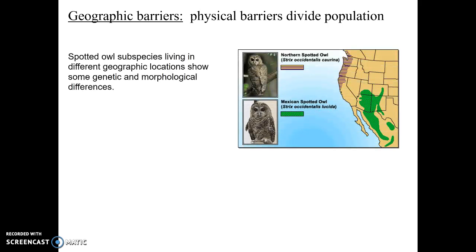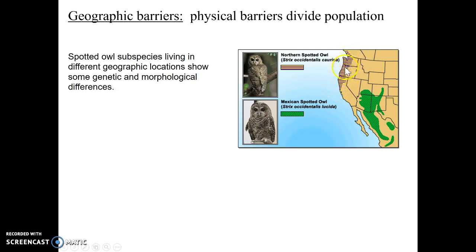All right, we also have geographic barriers. And these are physical barriers. These are kind of the obvious ones, but we've got geographic barriers where these are physical barriers that are going to divide the populations. We see the spotted owls. We have the northern spotted owl and the Mexican spotted owl. If you take a look at them, their ranges are right here.